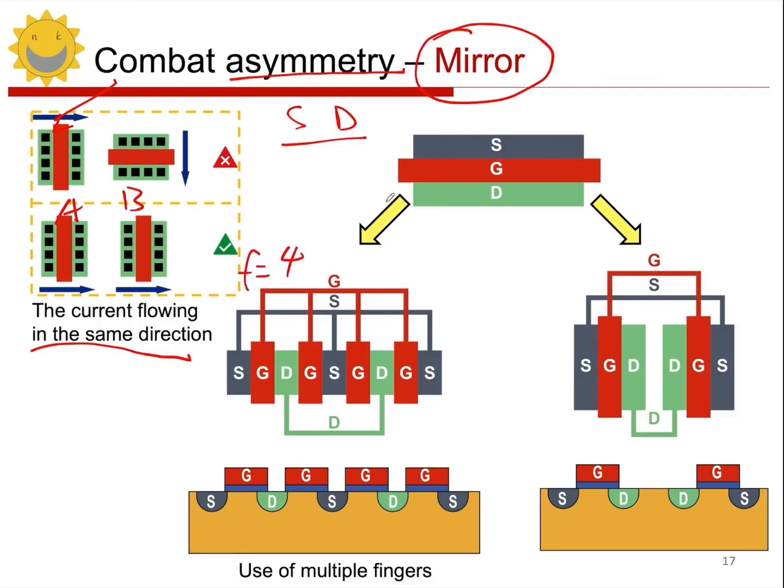Then, to differentiate the original drain areas, we use different colors, right? For example, we use gray for the original drain, green for another type, and red for the gate. Let's assume finger is equal to 4 and draw it like this. So we draw the original drain areas together like this, and of course the drain must be connected, right? This is how we draw the fingers.